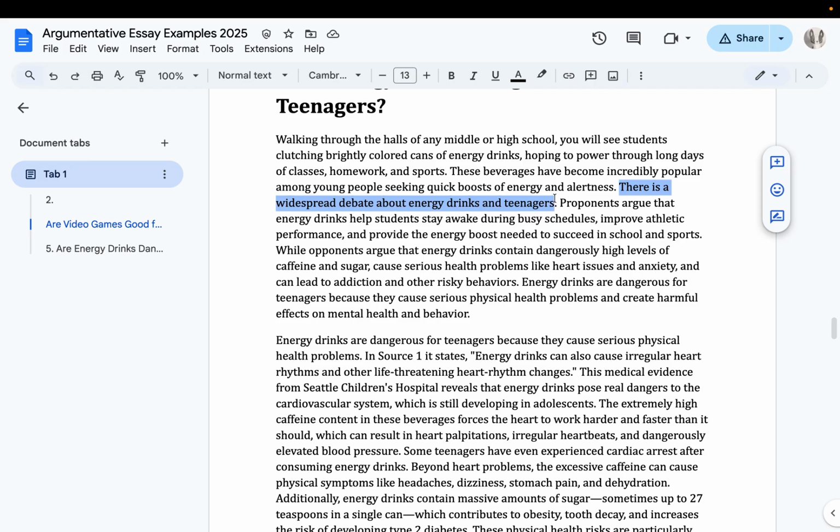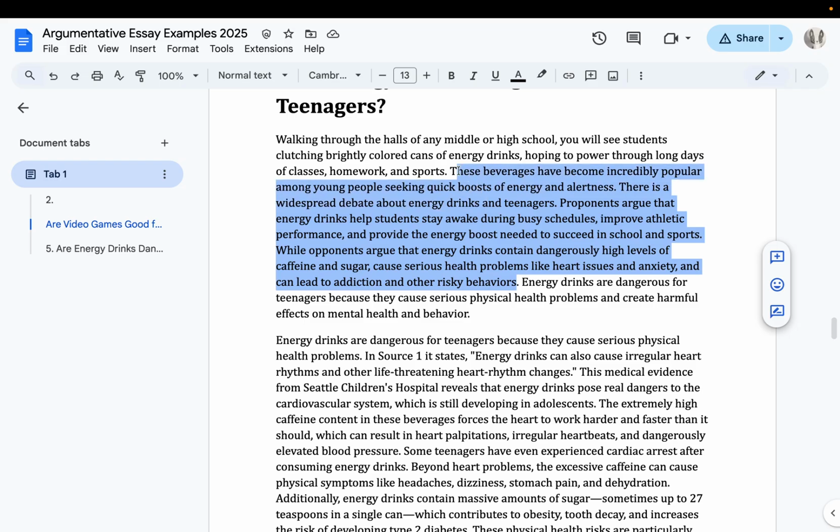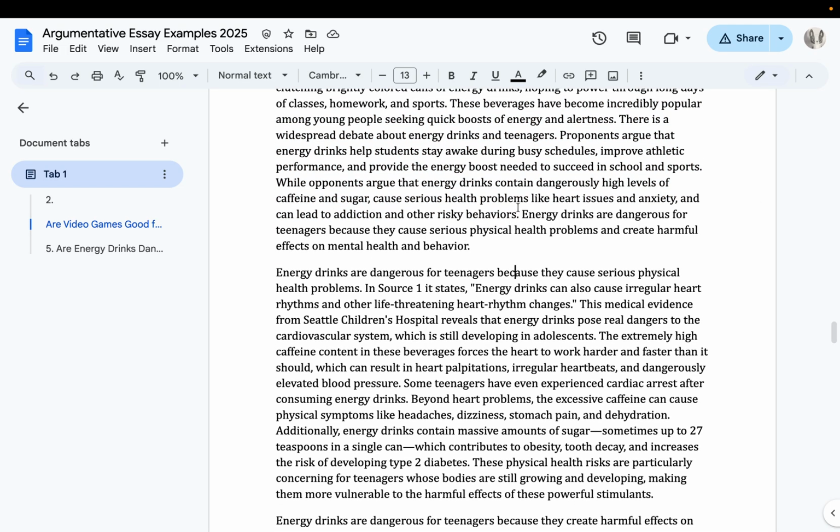Some of you, I noticed that you're including your thesis statement here. You know who you are. Here, you're simply stating what the argument is and the two sides, and you do not say what side you're on yet. Proponents argue that, oh, we did that one already. While opponents argue that energy drinks can contain dangerously high levels of caffeine and sugar, cause serious health problems like heart issues and anxiety, and can lead to addiction and other risky behaviors. Okay, so again, this is all your overview.